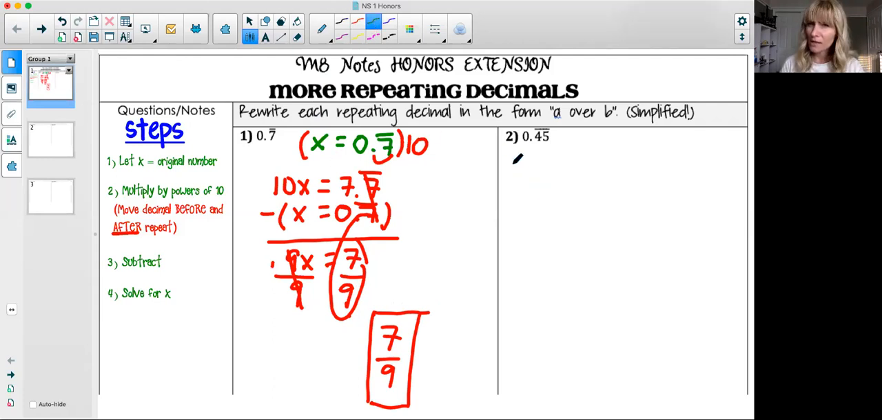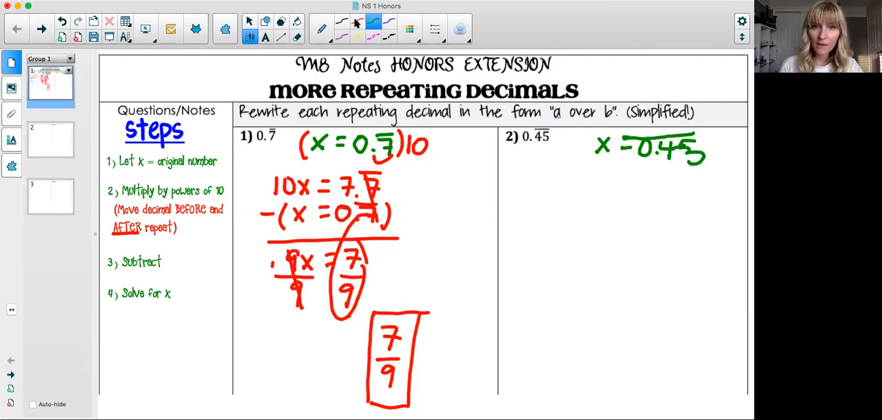Okay, so let's try that again. There's a lot to process. Let's go through this. 0.45 repeating. Okay, step number 1 was let x equal the original number. 0.45 repeating. My pen is like really lagging. Okay, so let x equal the original number.